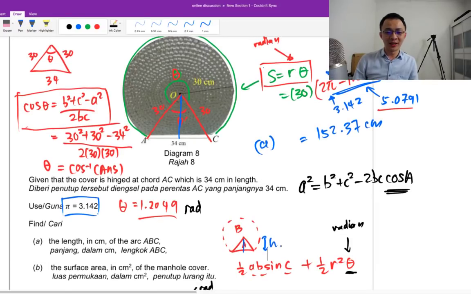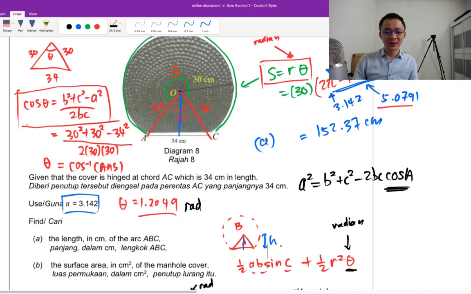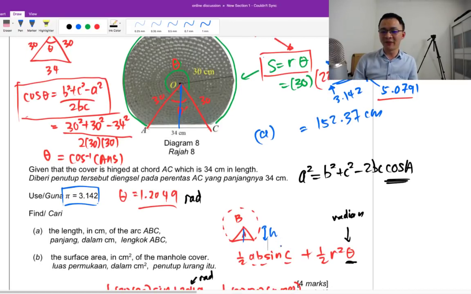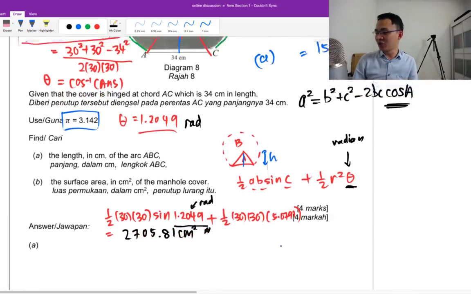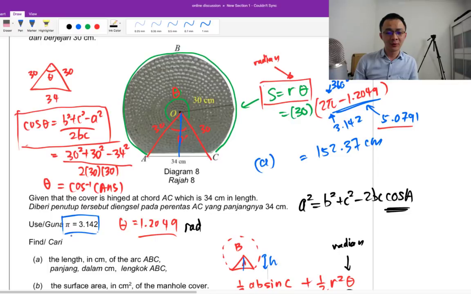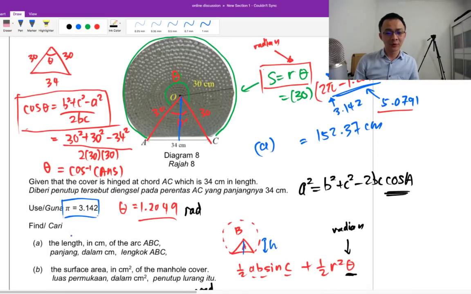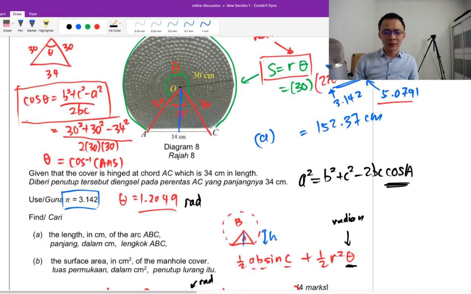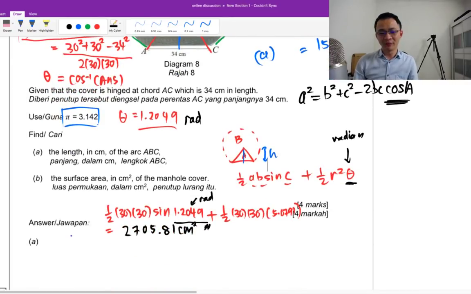So yeah, if the answer is 2705.79 it should be okay. Just make sure when you do the pi thing, you use 3.142. So you don't straight away type the pi into the calculator. Okay, so yeah, let me just move on.